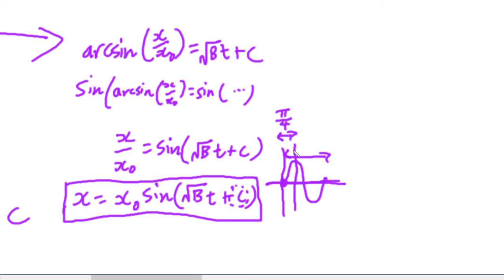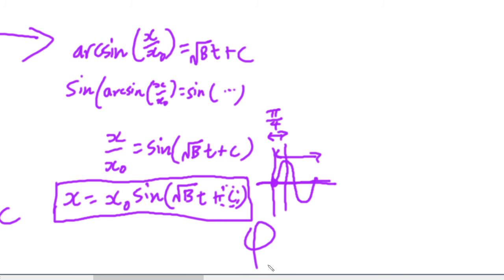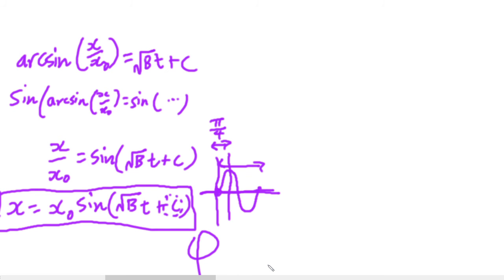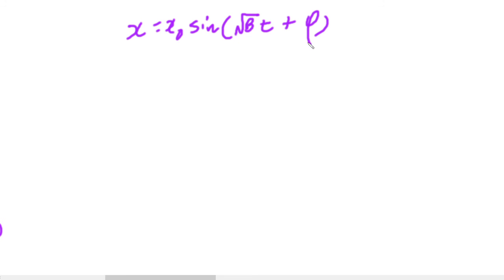That phase difference is a measure of angle, so we're going to use the symbol for angle, which also happens to be the mathematical symbol for phase difference. Psi. I think it's pronounced psi? I'm not sure. Anyway, x is equal to x0 sine root b t plus psi.